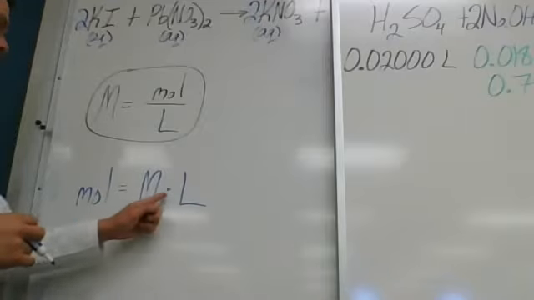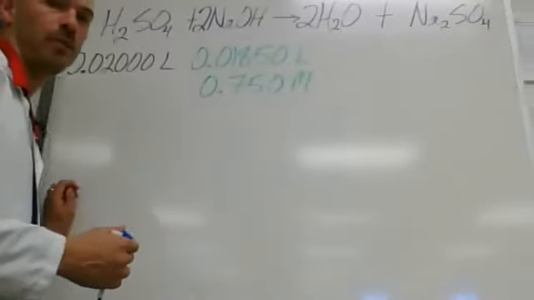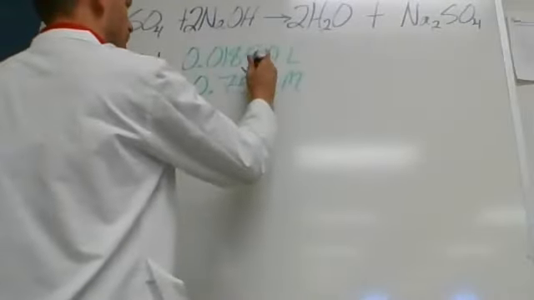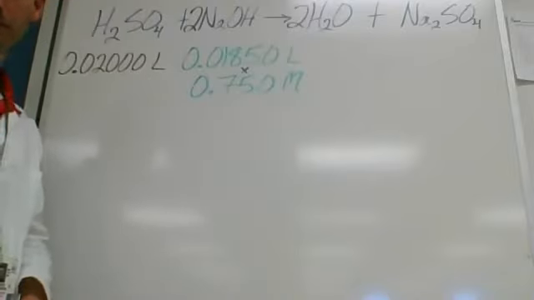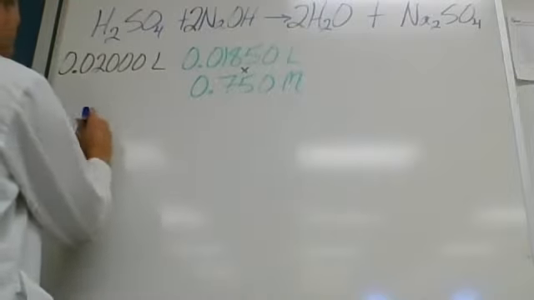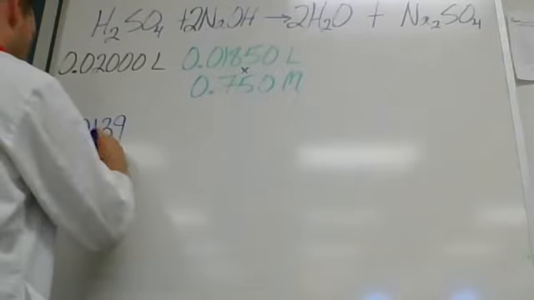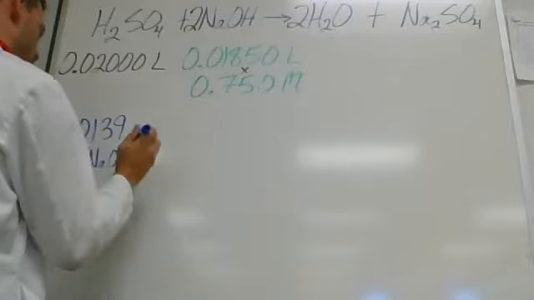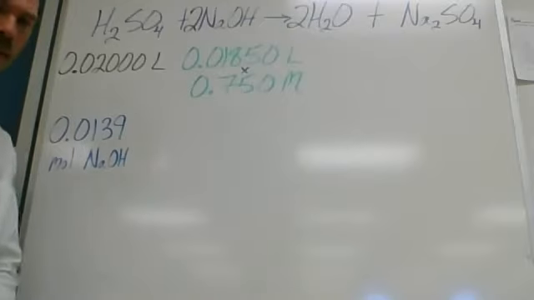So moles is molarity times liters. That's handy to just know because it makes this easy to think through. Just multiply. I get 0.0139 moles of known, which is my base.